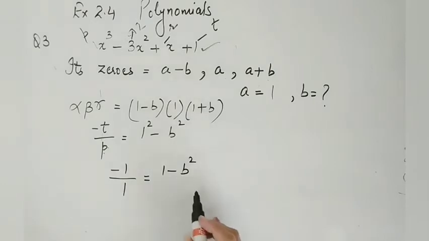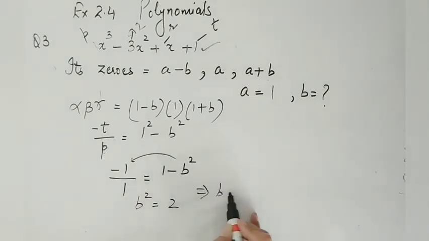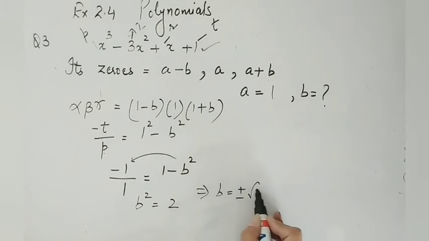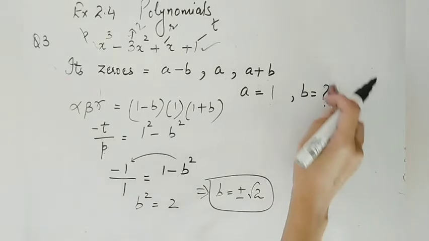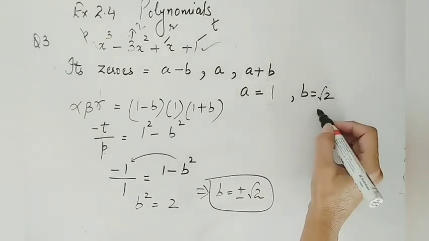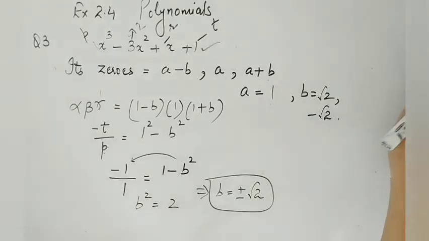What would be the value after simplification? Bring this over here. B square is 2. And what would be b? Plus minus root 2. That's all. So finally we found the values. A can be 1. B has got 2 values. It can be root 2. It can be minus root 2. I hope this is clear to everyone.